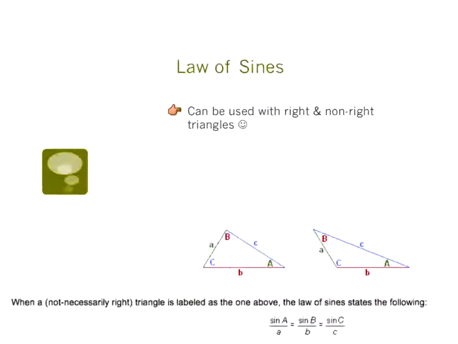So now we're going to jump into law of sines. Here's what's also cool about law of sines. Law of sines can be used with right and not right triangles also. So that's kind of cool. I like law of sines the best because it's super easy to remember. It's sine A over A, sine B over B, sine C over C. It's really cool, really easy.